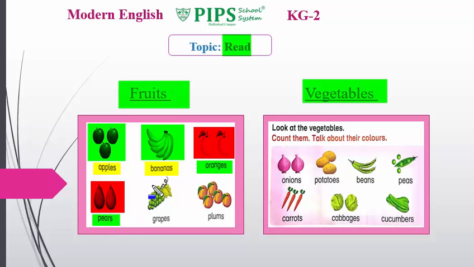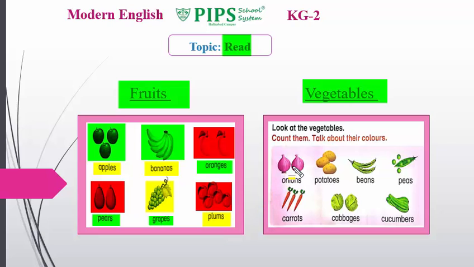Fifth one is grapes, and here are the spellings of grapes. And last one is plums, and here are the spellings of plums.